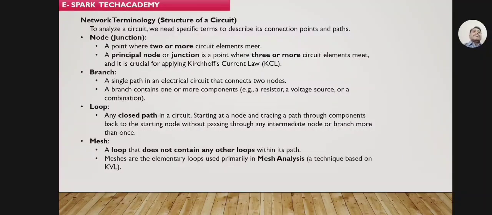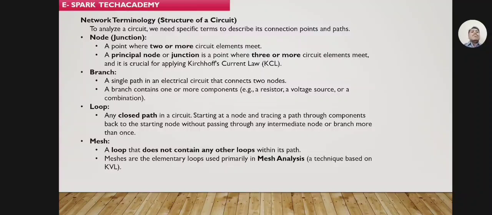Now we will be going through node, branch, loop, mesh. Node: a point where two or more circuit elements meet. A principal node or junction is a point where three or more circuit elements meet, and it is crucial for applying KCL.